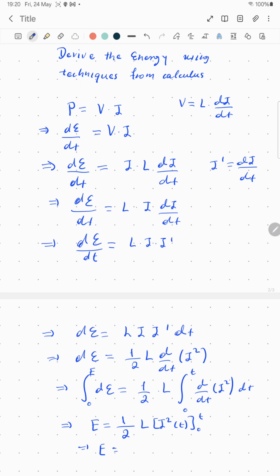But we assume that the current intensity is 0 for t equal to 0, so we have a half times L times I of t squared. So epsilon equals a half L I squared.